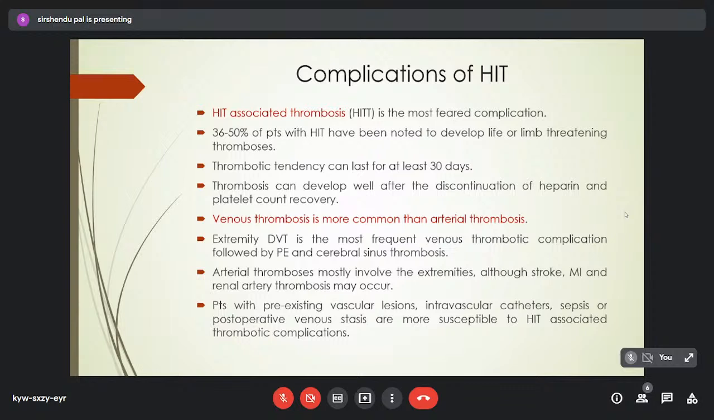Venous thrombosis is more common than arterial thrombosis, and extremity deep vein thrombosis is most frequent, followed by pulmonary embolism and cerebral sinus thrombosis. Arterial thrombosis generally affects the extremities, although stroke, myocardial infarction, and renal artery thrombosis may also occur. Patients who have pre-existing vascular lesions or the presence of intravascular catheters, sepsis, or post-operative venous stasis are more susceptible to develop HIT-associated thrombotic complications.